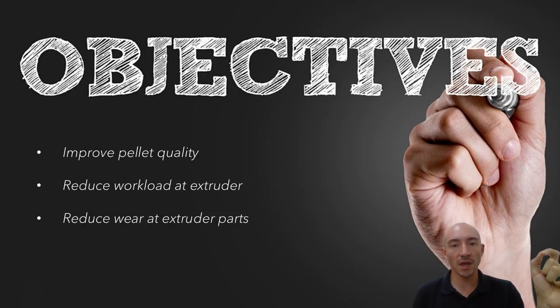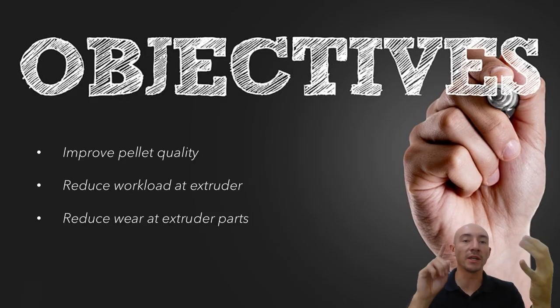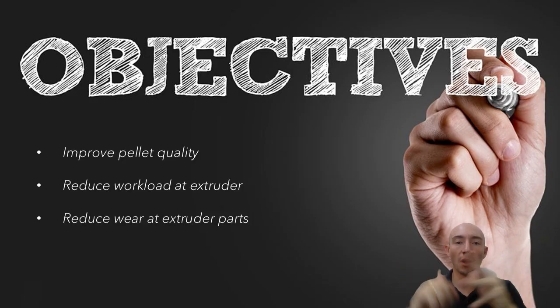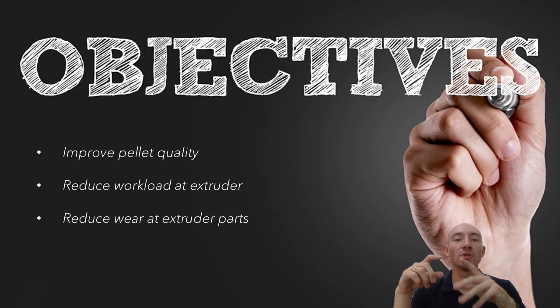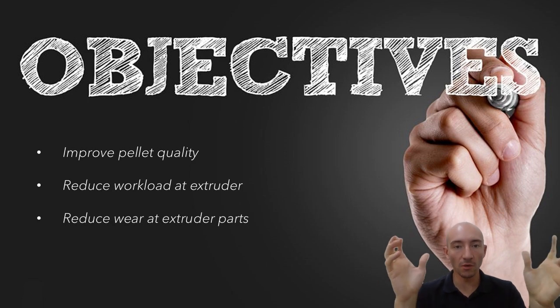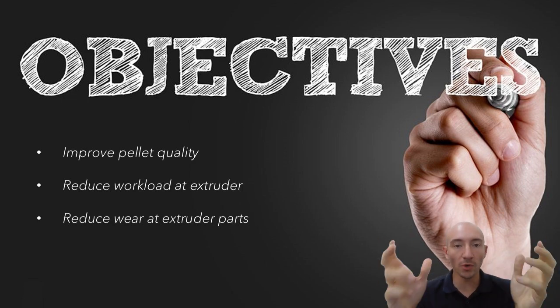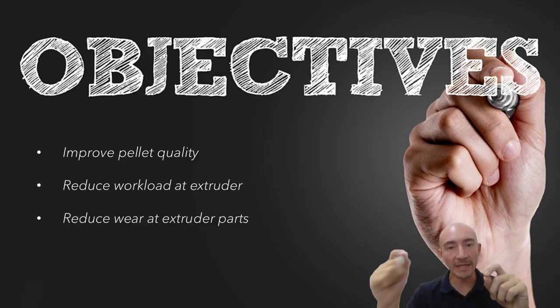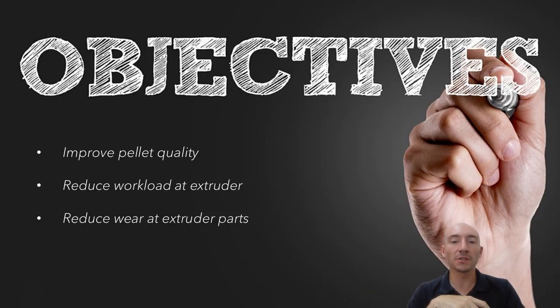And that goes to the second objective, which is to reduce motor load at the extruder. It is much easier to process a material that is moist, hot, and soft than to process a material that is dry, hard, and cold, right? So you can see how the conditioning process plays a very important role over here. And that is linked to the third objective, that is to reduce wear at the extruder.